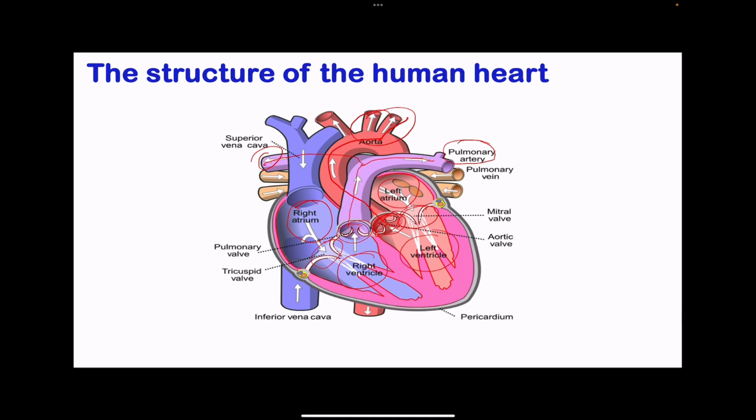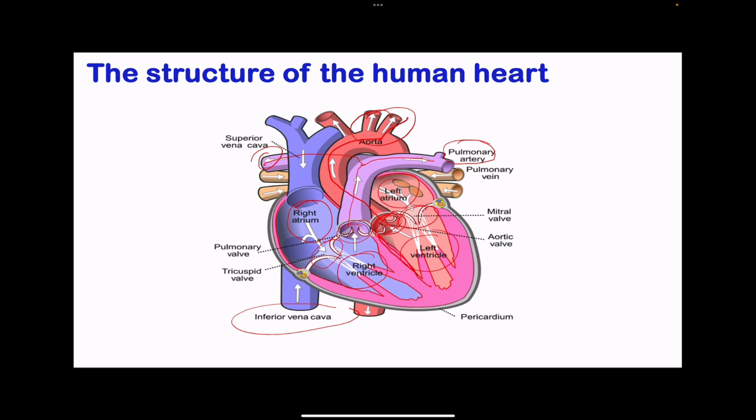When we talk about the heart, we talk about the septum, this part that divides the heart into the 2 sections, the left and the right. It's there to prevent the mixing of oxygenated and deoxygenated blood. There is another blood vessel called the vena cava. This brings blood from the rest of the body into the right atrium.